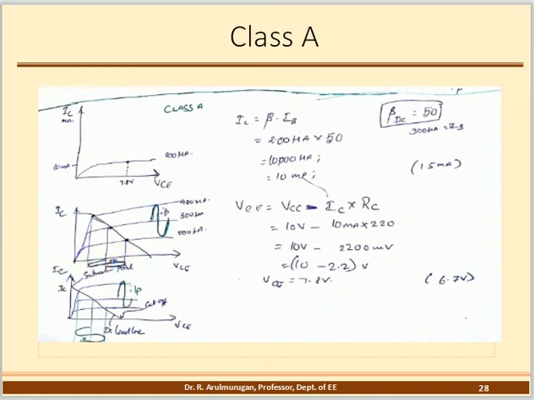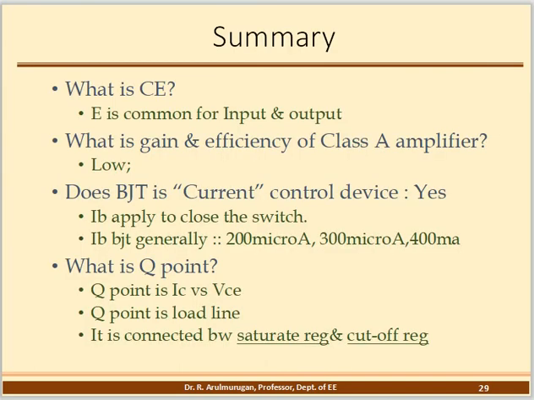That's all. So, summary. The emitter is common for the input and output terminal. What is the gain and efficiency of the class C amplifier? It's low, the very lowest one. Is the BJT a current control device? Yes. So you vary the input current, and based on that the output flow of current is high.